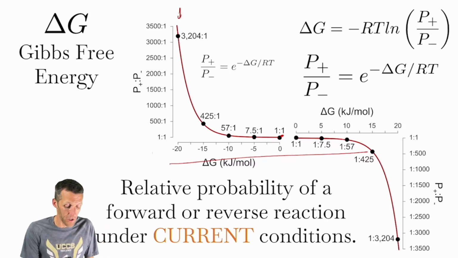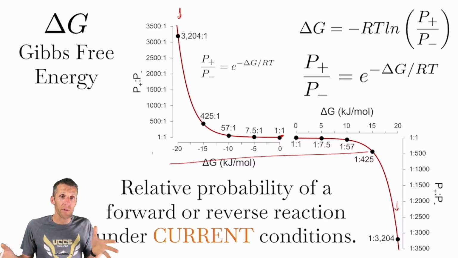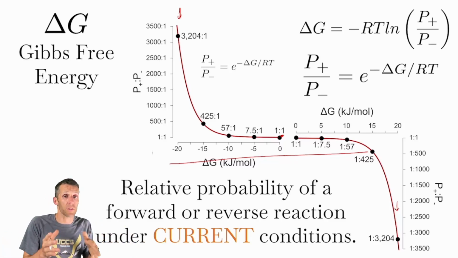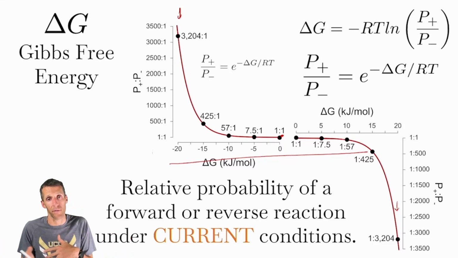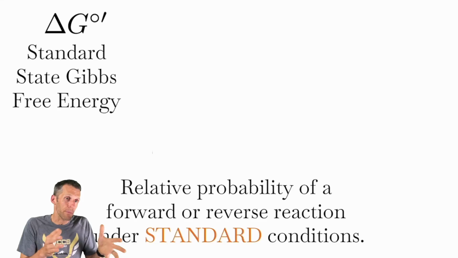When you get a negative delta G, that's saying the forward reaction is favorable. We can bet that there'll be a forward reaction. And when you get down here, you're saying that the reverse reaction will be favorable. In a sense, what we're trying to do is establish where we are on this scale. Are we strongly favoring reactant? Are we strongly favoring product? Or are we somewhere in the middle? Okay, that's delta G.